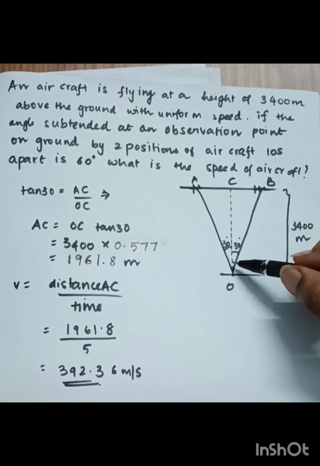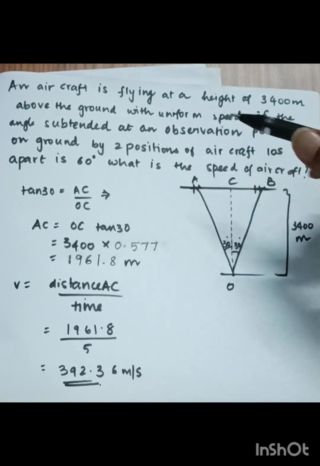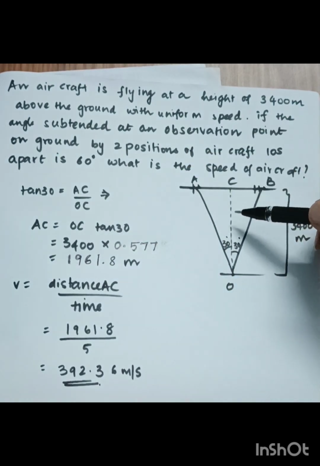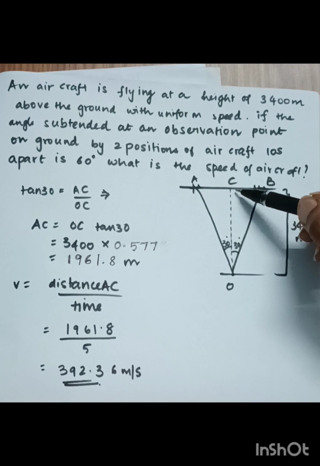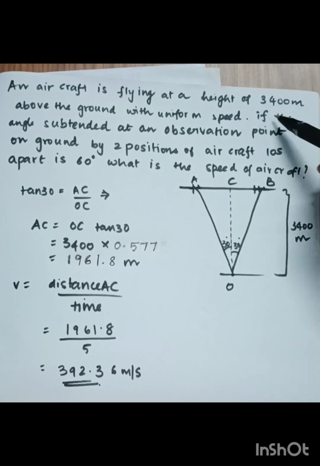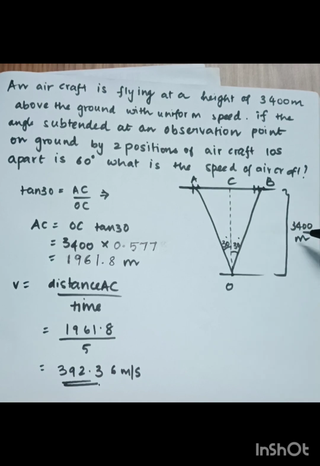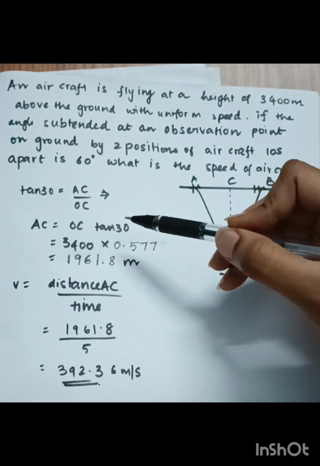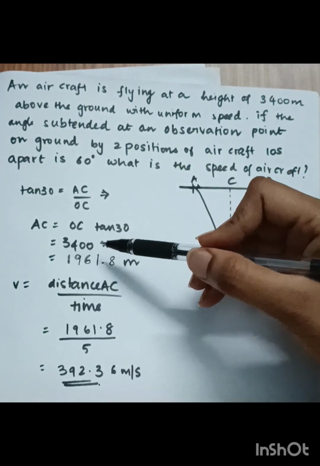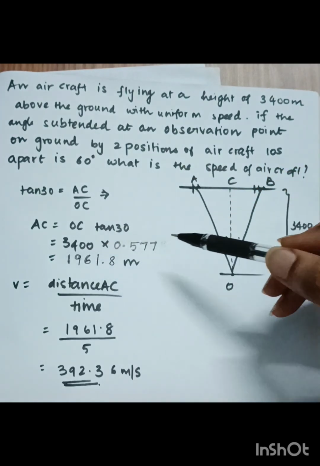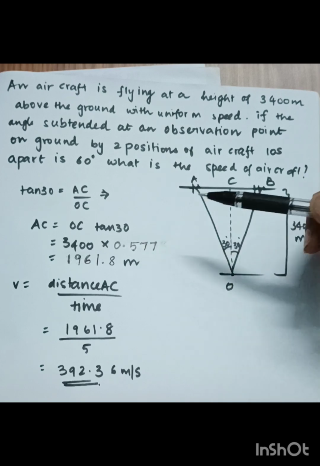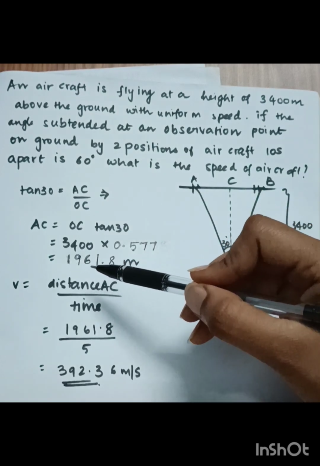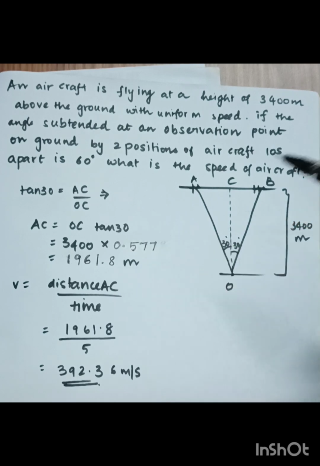Okay. Now tan 30 will be equal to opposite by adjacent, that is AC by OC. Now we know this height, it is flying at an altitude of 3,400 meters. So we know OC is 3,400. Now we should find AC. So AC equals OC into tan theta, 3400 into tan 30. Tan 30 is 0.577. So that we are getting it as 1961.8 meters.